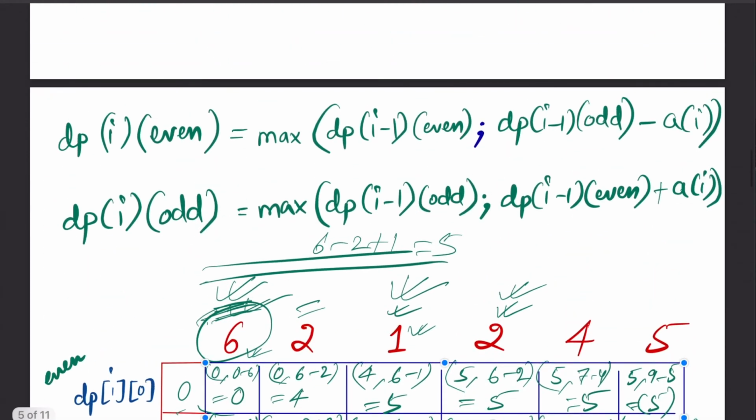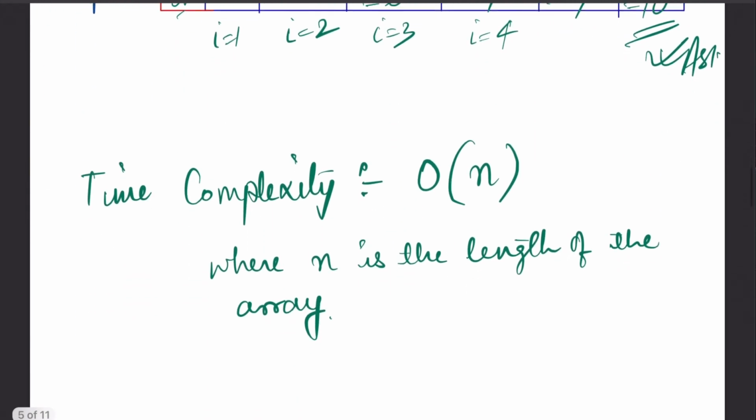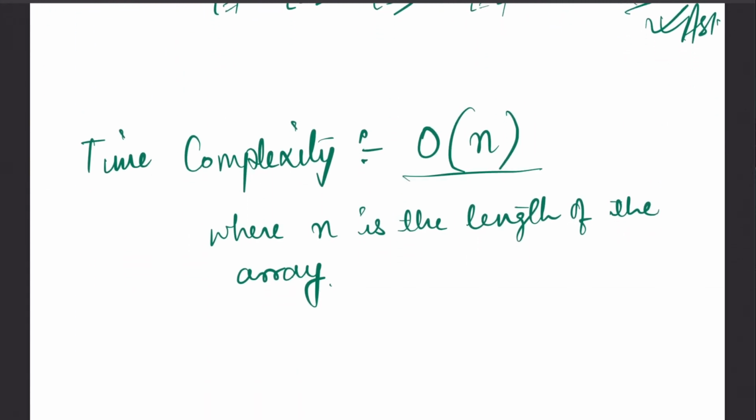We either take the previous best, or we simply take the alternating length of i minus 1, and we subtract for even case and we add for odd case. So that was the solution. What is the time complexity? The time complexity is O of n, because we are simply iterating over the length of the array, and we are simply storing 2 values.